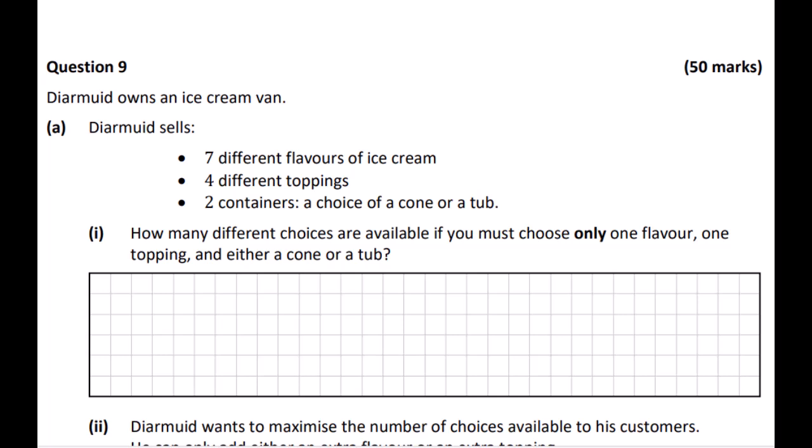Dermot owns an ice cream van. Dermot sells 7 different flavours of ice cream, 4 different toppings, 2 containers, a choice of cone or a tub. How many different choices are available if you must choose only one flavour, 1 topping and 1 container? So this is the fundamental principle of counting, so it's just simply going to be 7 times 4 times 2, which is 56 choices.